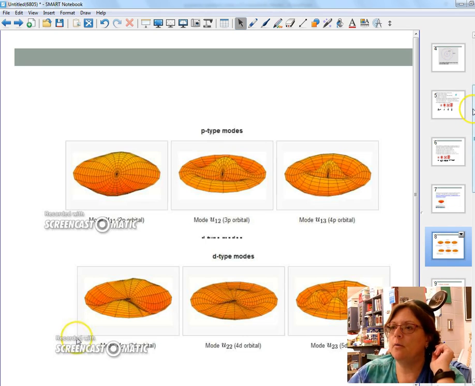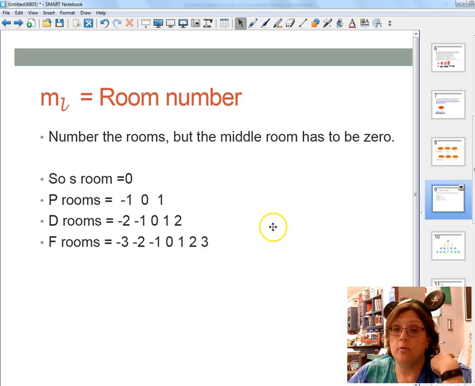Of course, I put those into the PowerPoint, and then when I copy them to the smartboard, they don't work.